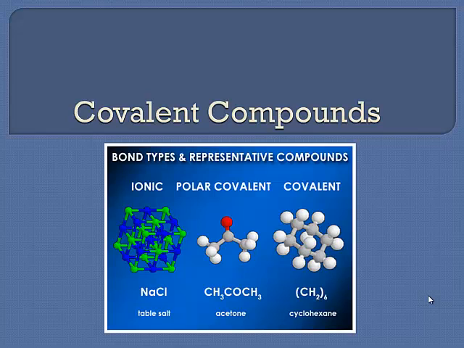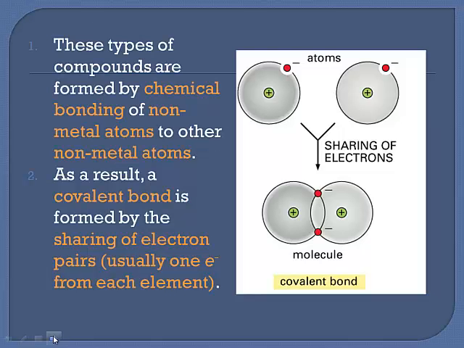Now that we've taken a look at ionic compounds, it's important for us to look at the other class of compounds, covalent compounds. When we look at covalent compounds, unlike ionic compounds that are attracted together by an opposite charge, these types of compounds are formed by a chemical bonding of non-metal atoms to other non-metal atoms.